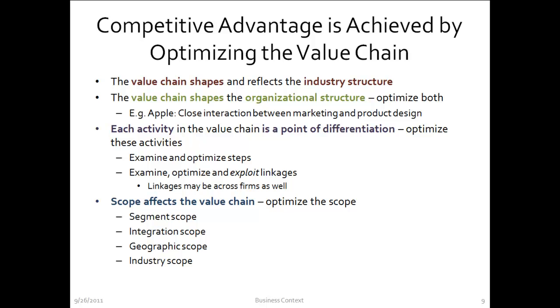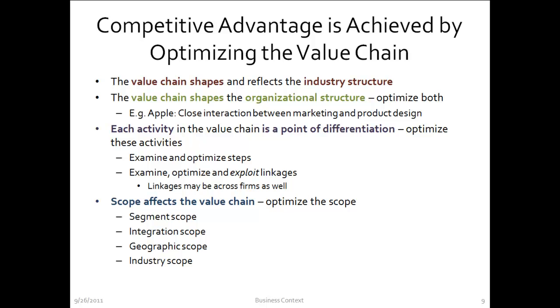If you think about the fast food industry, Burger King, McDonald's, Wendy's, Arby's, they all sort of sell the same way. They sell similar products. They source from the same suppliers, things like that. So the value chain essentially reflects the industry structure. However, internally, depending upon how a firm would want to compete, it shapes the organizational structure.